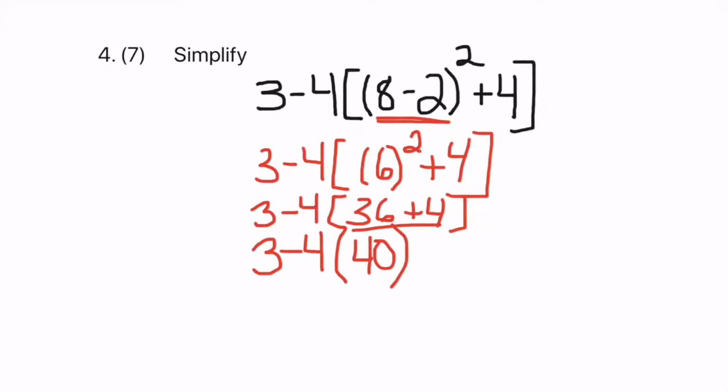Now this next step is where I see a lot of students make a mistake. They want to do the 3 minus 4 first. But you have to remember this 4 is being multiplied by the 40, and multiplication trumps subtraction. So you need to first do 4 times 40, which is 160. And now you can do the subtraction.